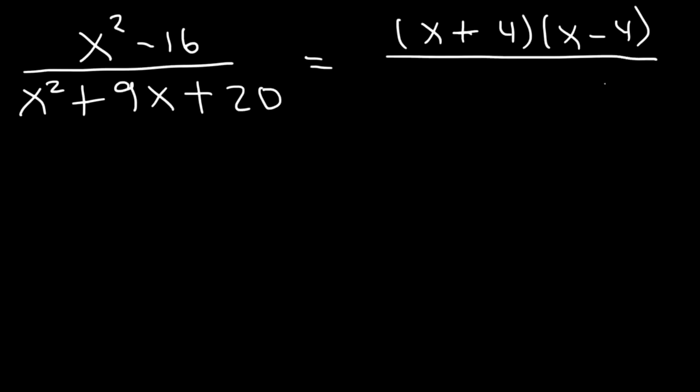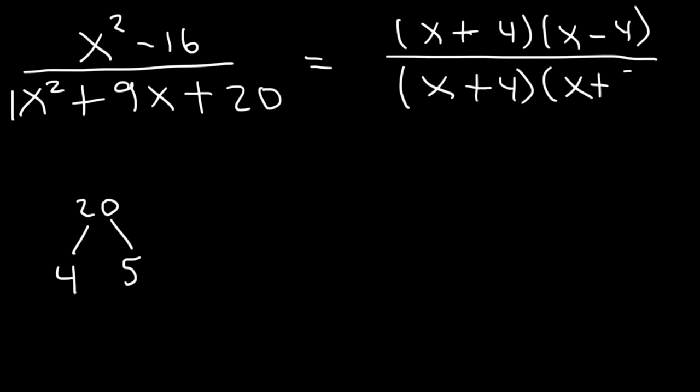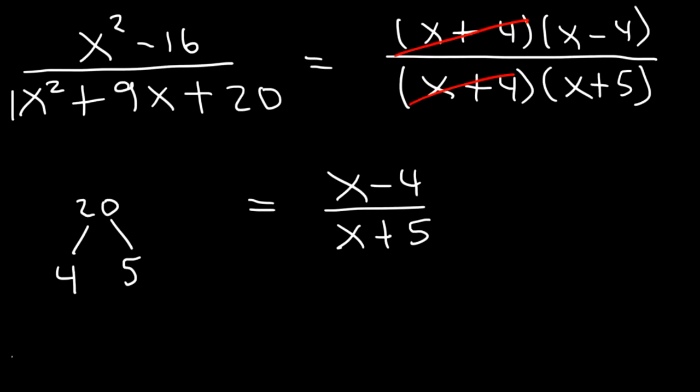Now, in the example below, we have a trinomial with a leading coefficient of 1. To factor it, all we need to do is find two numbers that multiply to 20 but add to 9. This is clearly 4 and 5. So it's going to be x plus 4 times x plus 5. And we can clearly see that x plus 4 will cancel. So the final answer is x minus 4 divided by x plus 5. And that's how you could simplify rational expressions.